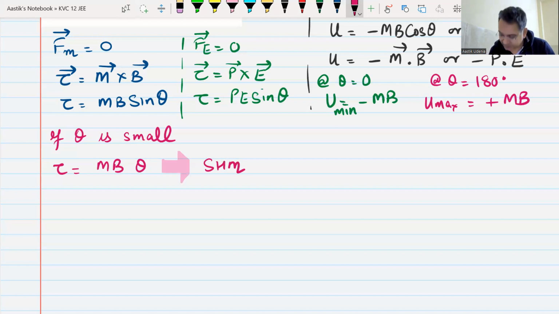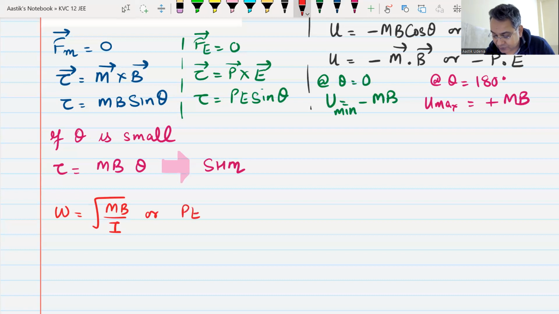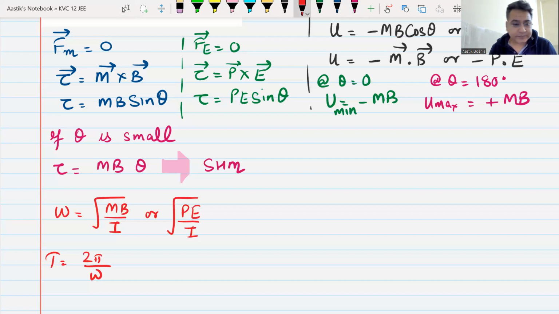Yes, sir. You can find out the omega for this motion, and I will not get into the theory of simple harmonic motion because I know that you have just done it. It will be root of mB by I if it is a bar magnet, and root of pE by I if it is a dipole. Time period will be 2 pi by omega. So you can now find the formula. So remember, if such a question comes, this is a question which I call a mixed question from mixed topics.